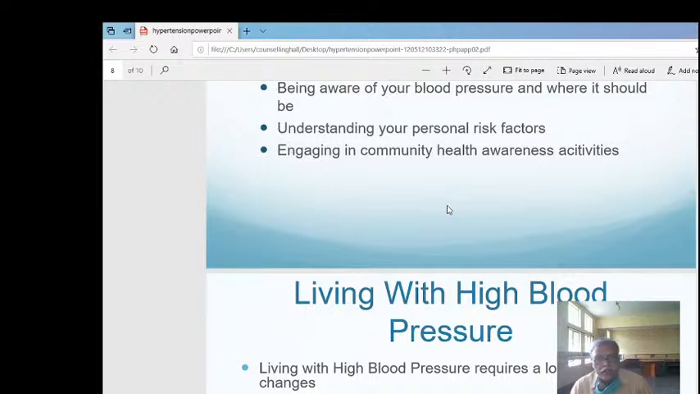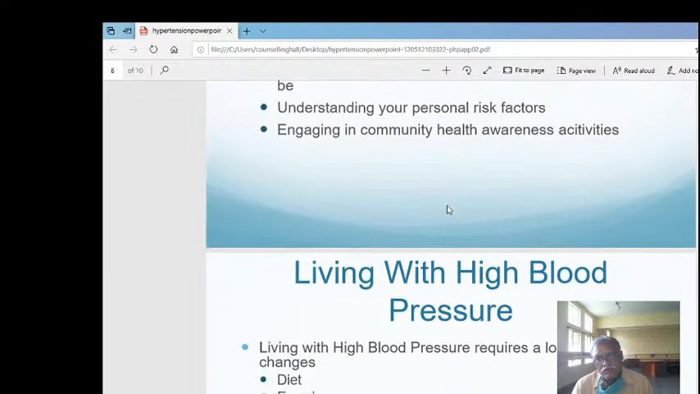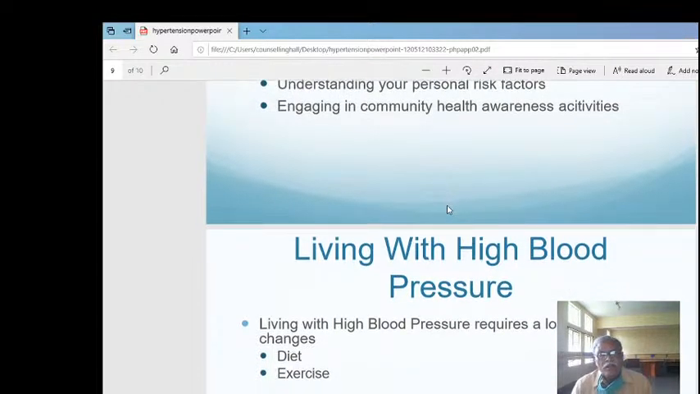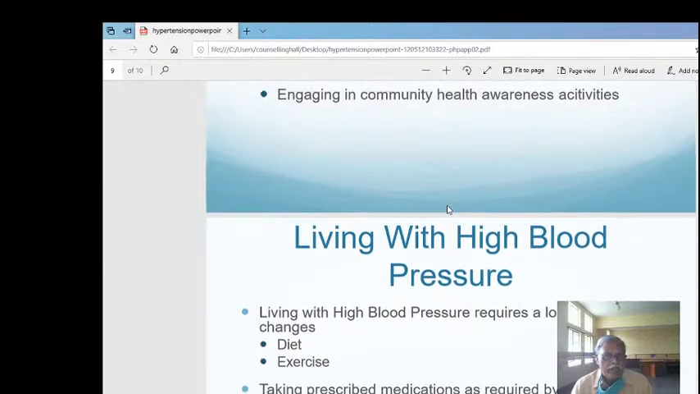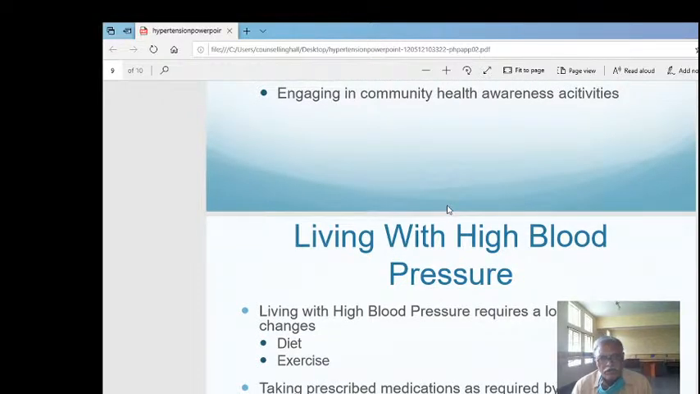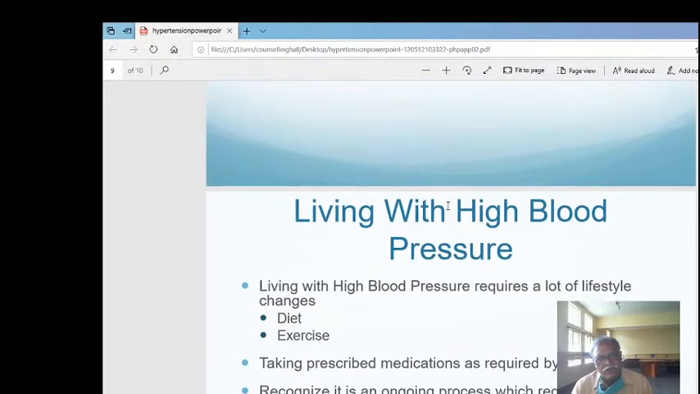The engaging in community health awareness activities. So whenever there is a community health activity like camps or hypertension detection camps, one must go to the camp and get the blood pressure checked frequently.